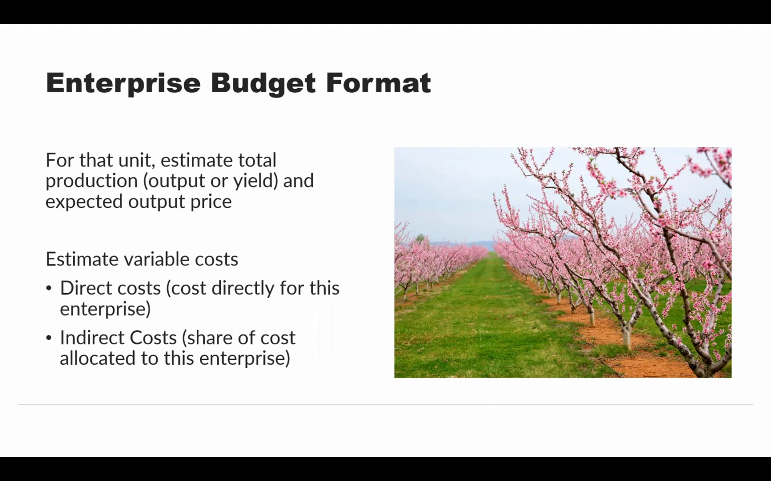And those two kinds of costs we talked about earlier: direct costs, which are costs that you can directly attribute to that enterprise. You know exactly how much of that cost is going straight into that enterprise. You've got exact numbers. Indirect costs are ones where you don't know exactly how much is going into that enterprise, so you have to allocate it to the enterprise.